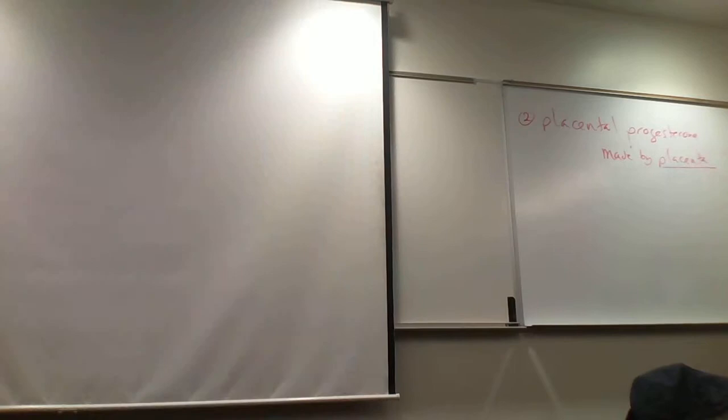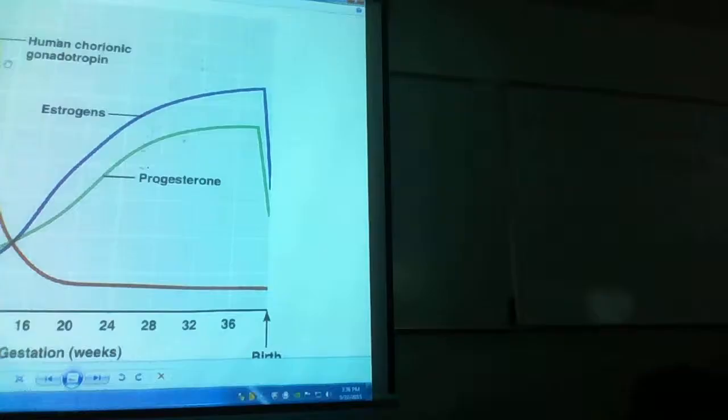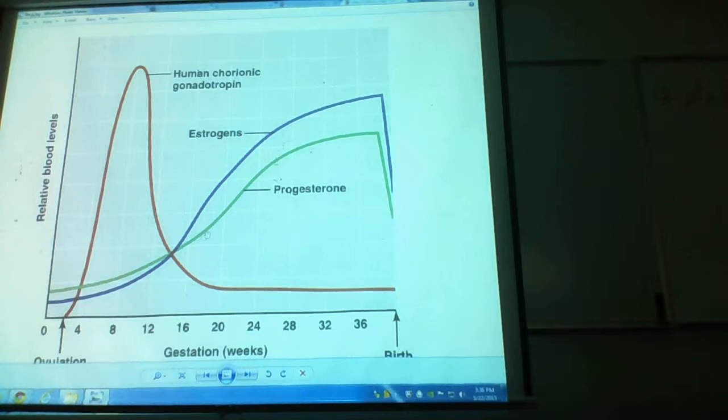Okay, so you look at this graph. After a while, hCG goes down because the placenta is keeping the progesterone and the estrogen going up. So once you have a placenta, you don't need hCG. So when you first get pregnant, hCG is running the show, and once you get a placenta, that's running the show. hCG can drop off just like that, because you're maintaining the pregnancy by the placenta, not the hCG anymore.